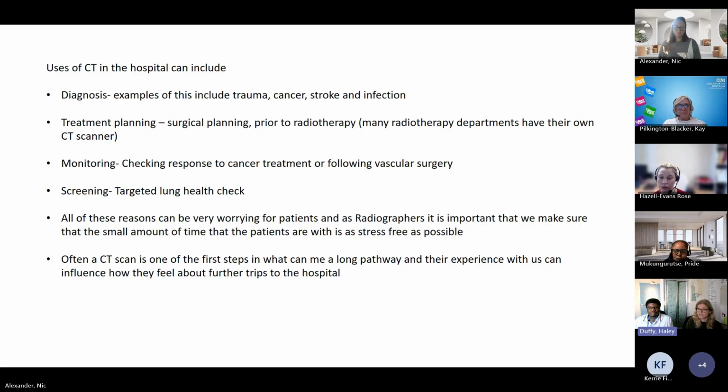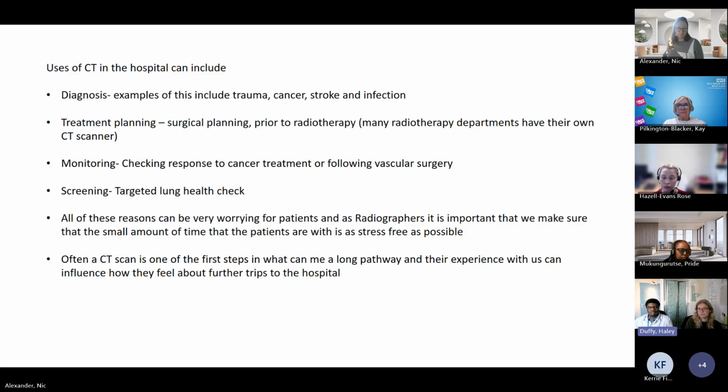And also we've introduced screening. We are now doing targeted lung health checks, so patients that have been smoking have a low dose CT scan just to catch any early signs of cancer. All of these reasons can be very worrying for patients, and as radiographers, it's important to make sure that the small amount of time that we spend with these patients is as stress-free as possible. The CT scan can be the first time that a patient enters the hospital and be the first experience they get of what can be a very long pathway.